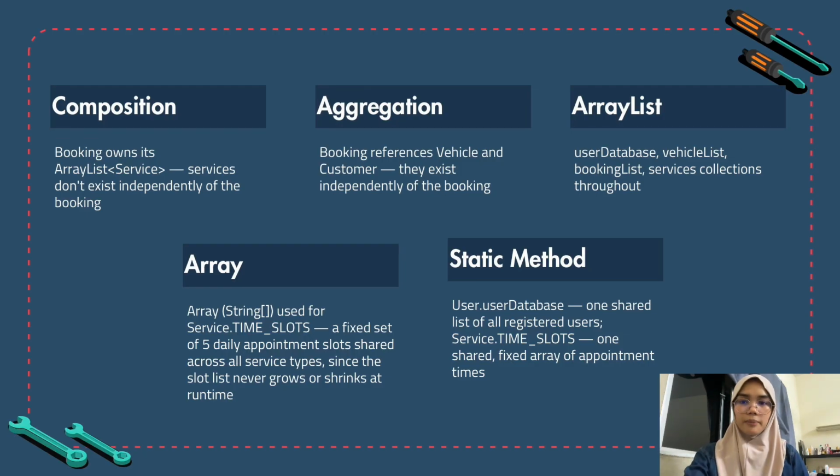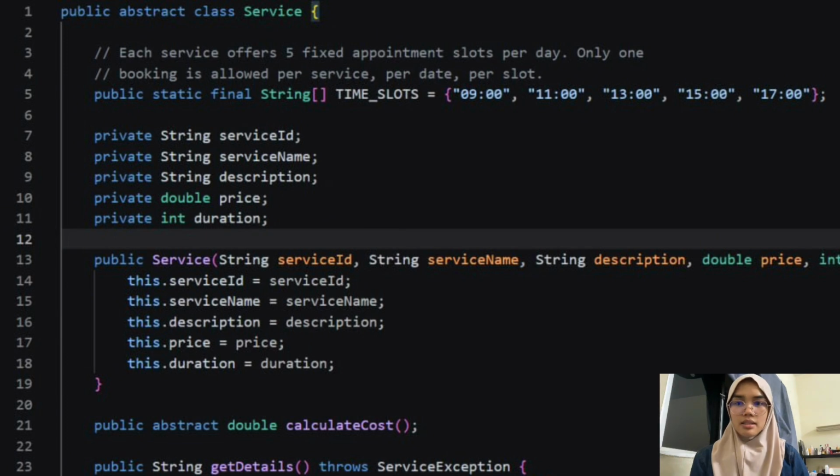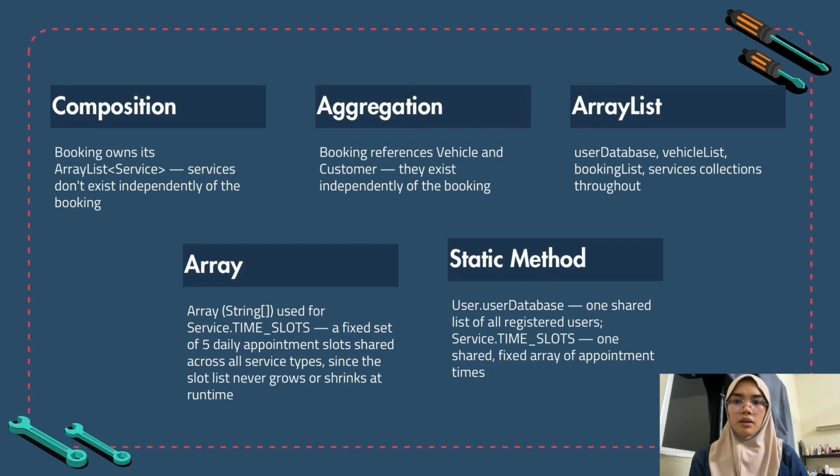Next, we have array. The service class uses a static array called timeSlots to store all the available appointment times. The array contains a fixed set of 5 appointment slots that are shared by all service types. Since the number of appointment slots never changes during the program execution, an array is suitable because it provides a fixed size and efficient access to the available time slots.